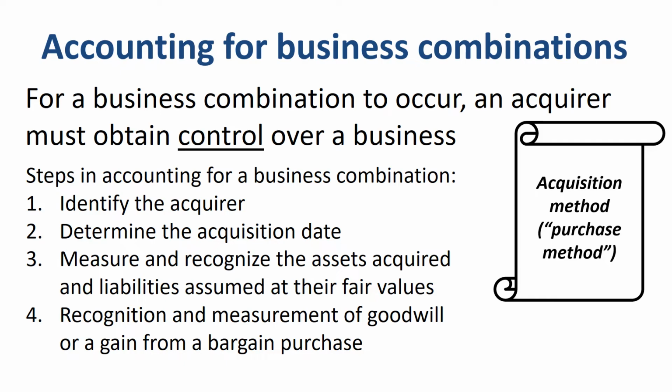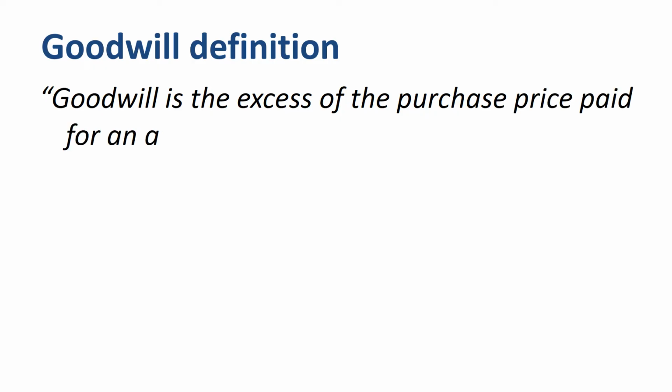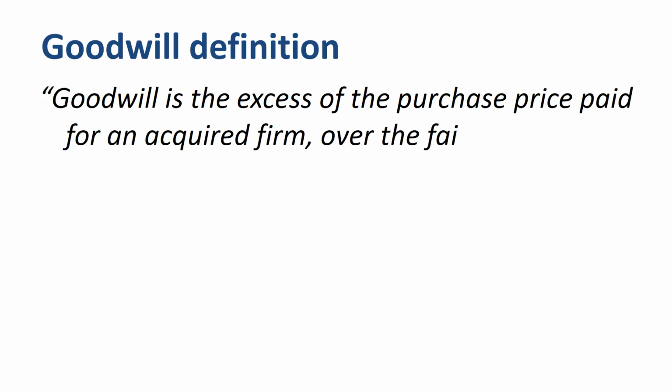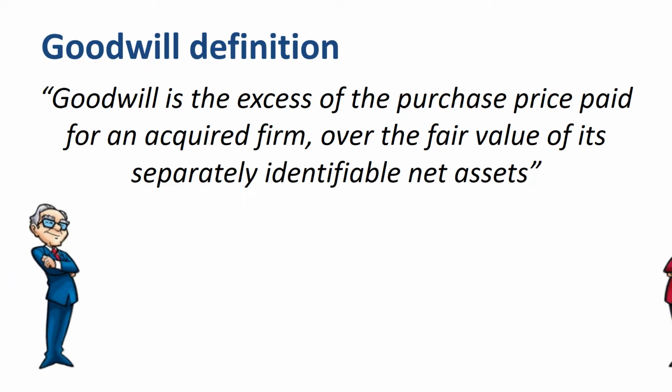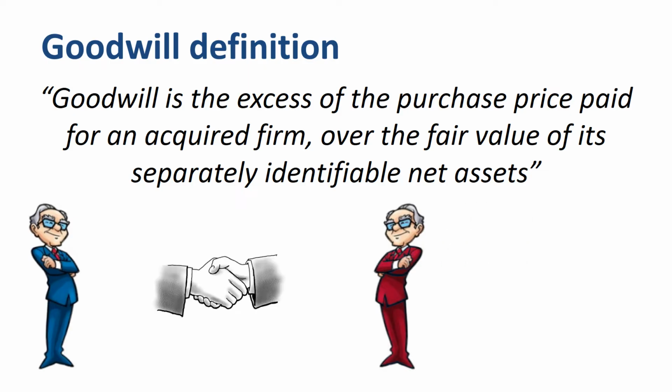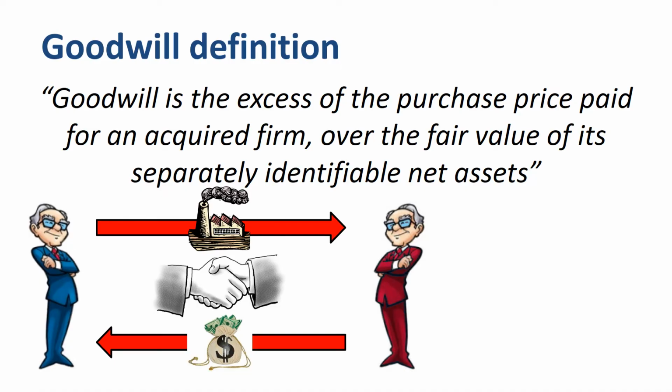Let's take a quick look at the definition of goodwill, as we need to understand goodwill later on when detecting failed deals. Goodwill is the excess of the purchase price paid for an acquired firm over the fair value of its separately identifiable net assets. The businessman in the blue suit and the businessman in the red suit come to an agreement. Red, the buyer, pays a large sum of money to Blue, the seller, and in return, Blue transfers the ownership of a factory to Red.